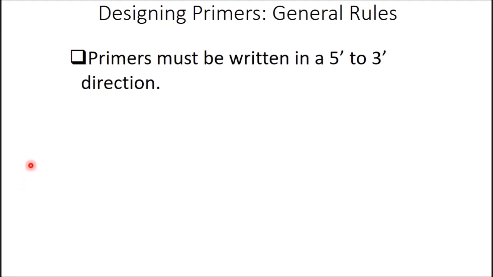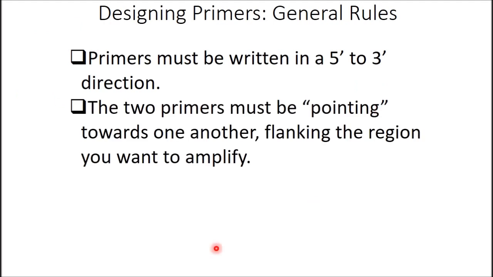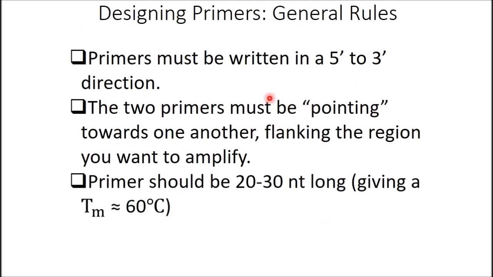So there are some rules about designing primers that I should go through here. The first rule is that primers must be written in a 5' to 3' direction. That's going to be our most important thing out of this slide. The two primers must be pointing towards one another, flanking the region you want to amplify. And the primer should be 20 to 30 nucleotides long, giving a Tm, a melting temperature, of about 60 degrees Celsius.